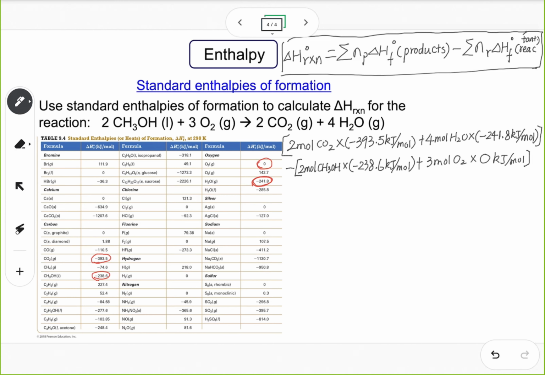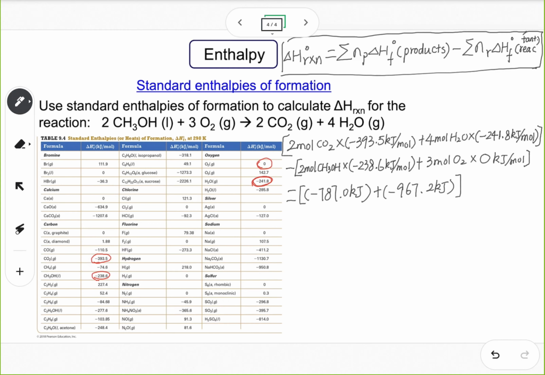All right, now let's do the calculation carefully. Well, this part here, I'll write more steps here so you can confirm your calculation. So that means in the first bracket, the first one is negative 787.0 kilojoule. All right, this is from this part. Now the second part right here, plus negative 967.2 kilojoule. All right, these are the two products.